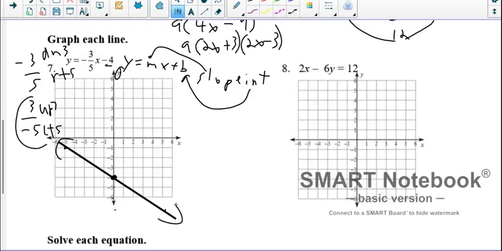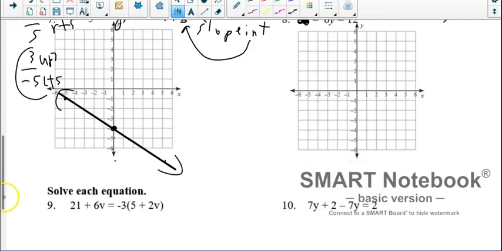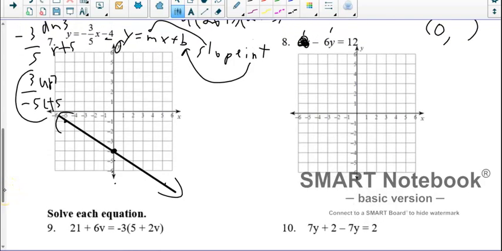Now over here, if you notice, 2 and 6 are both factors of 12. That means we can use the cover-up method. So the cover-up method means if I put a 0 in for x, like right here, 2 times 0 is 0. So that disappears, and I'm just left with negative 6y equals 12. So therefore, I'm just going to divide by negative 6, and y is negative 2. So that's the point, 0, negative 2, my y-intercept. And if this was in y equals mx plus b form, that would be my last number, negative 2.